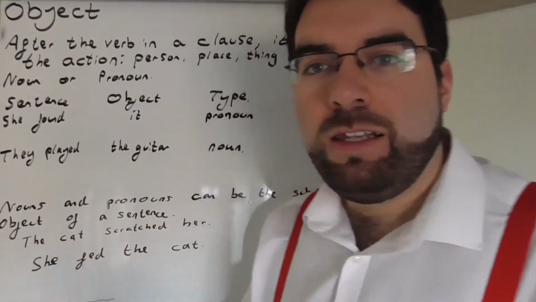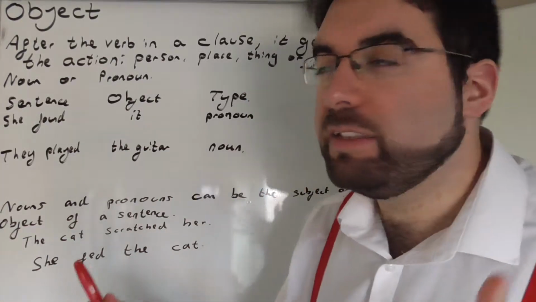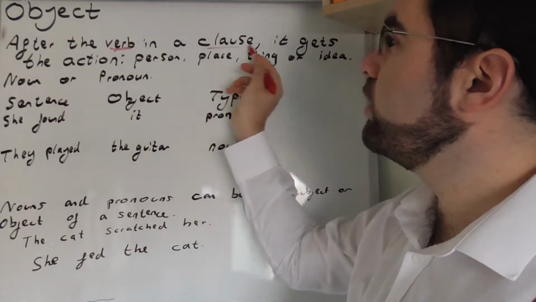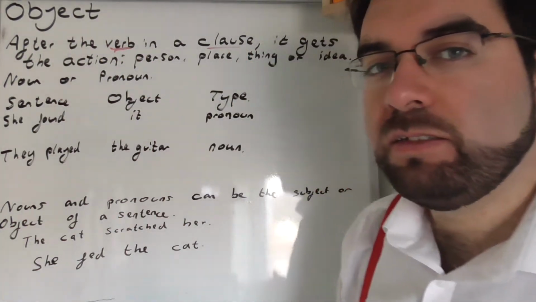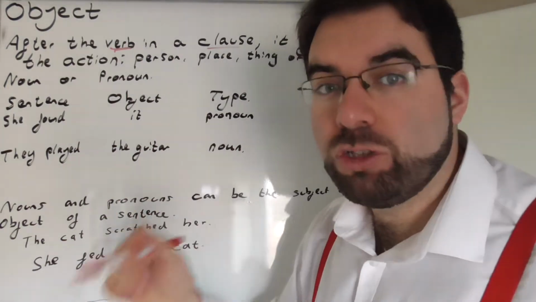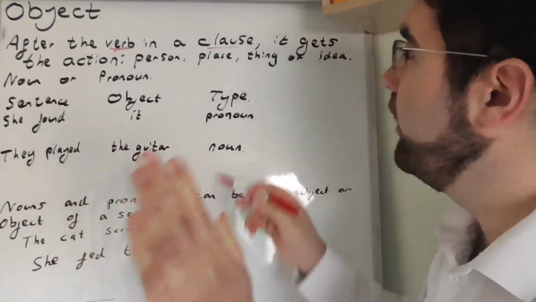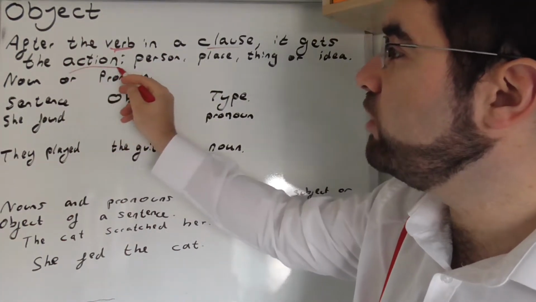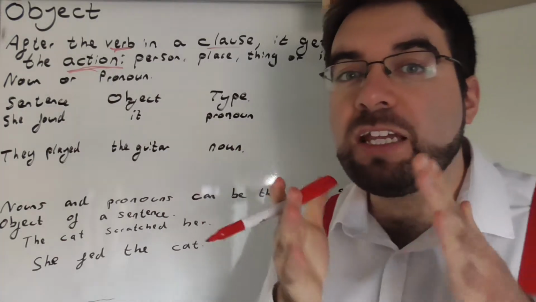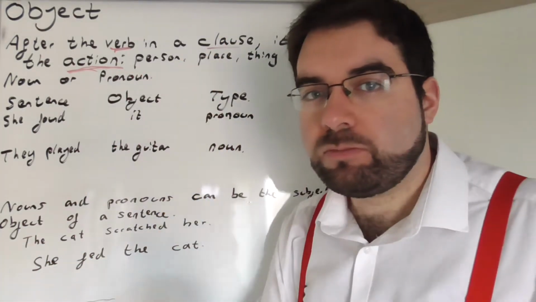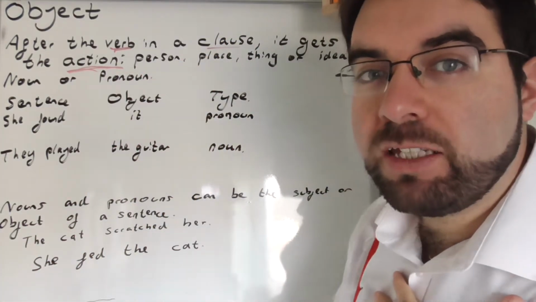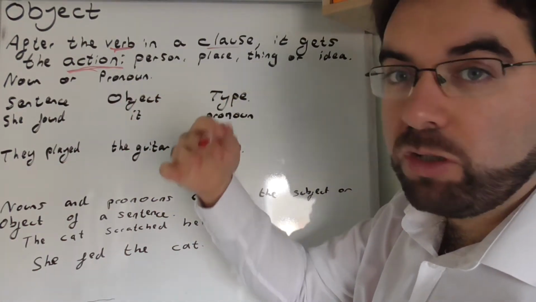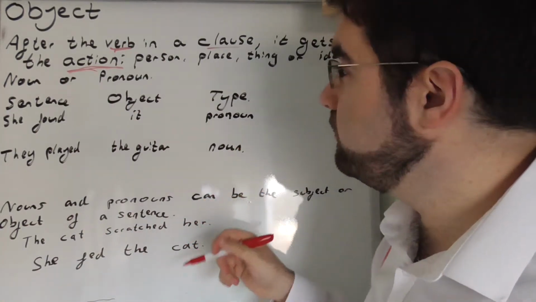Okay, so let's talk about what an object is. It goes after the verb in a clause, so after the verb in a sentence. The verb is an action, a doing word, and the object goes after it, because the object is the one that receives the action. It's the one the action happens to. I am writing on the board. Writing is the action, the verb; board is the object.